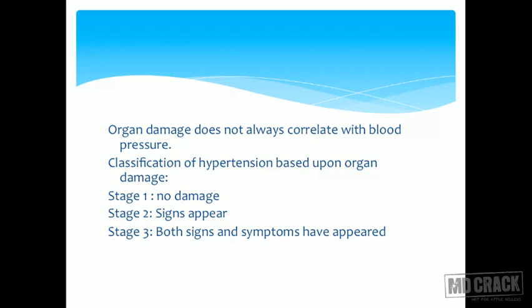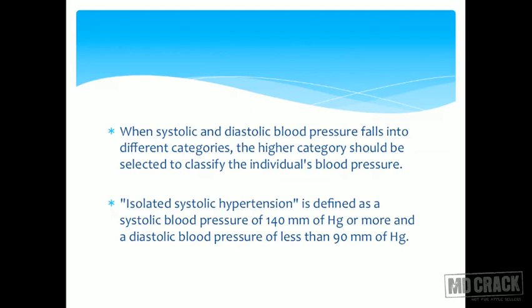So in stage 3, organ damage has progressed far. You have signs and symptoms. Stage 2, only signs. Stage 1, no signs, no symptoms. Organ damage is asymptomatic. When systolic and diastolic blood pressure fall in different categories.